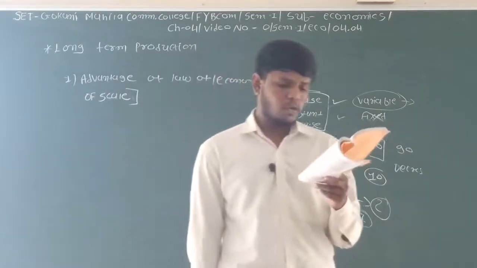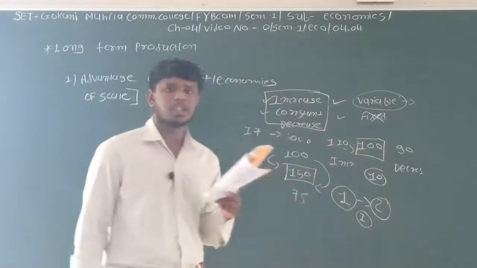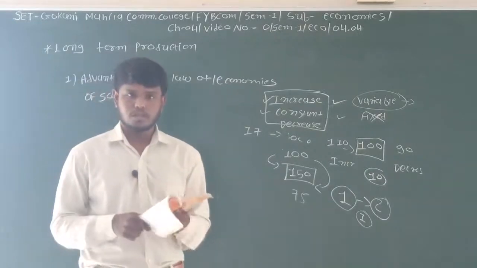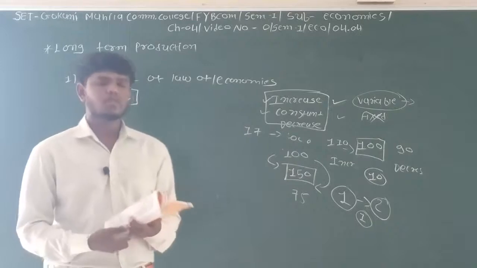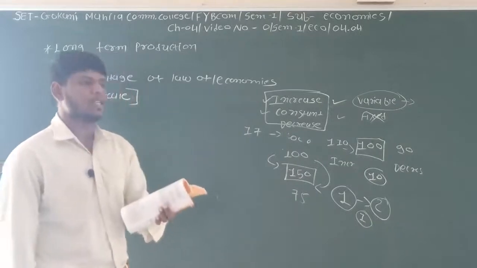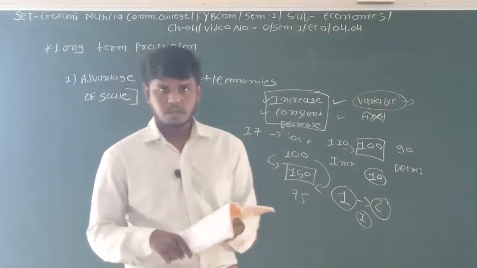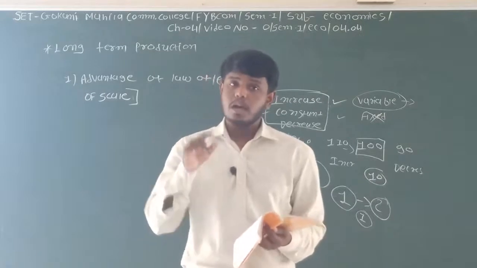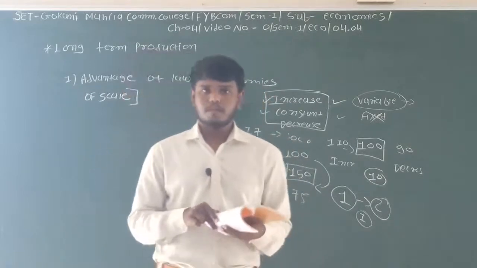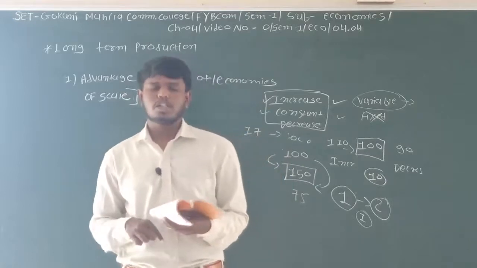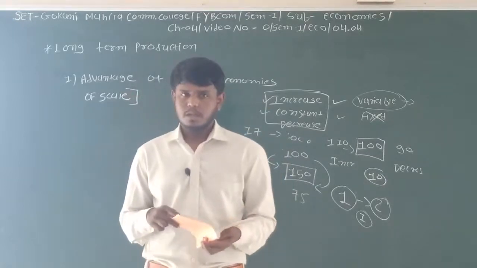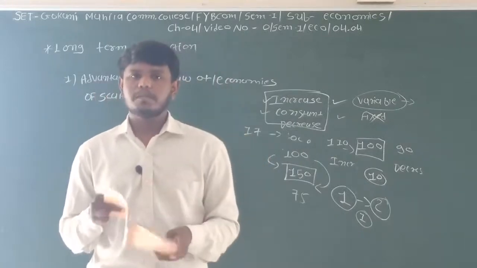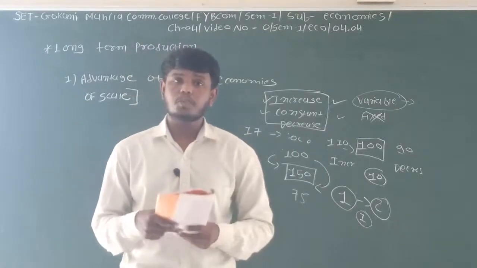After that, factor combination does not change. This is also one of the important assumptions related to the economies of scale, related to the long-term production system. First of all, you have to understand what factor combination is. Factor combination means the combination of the factors you are using in the production system. Say for example, any chemical factory or business enterprise uses some combination to produce things.